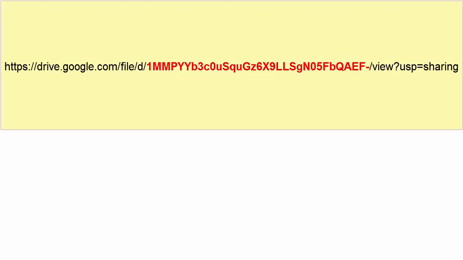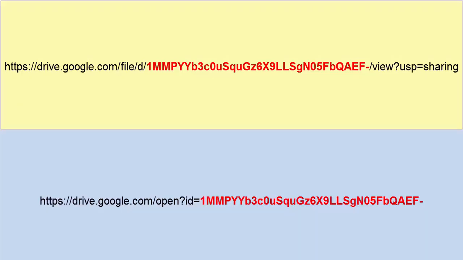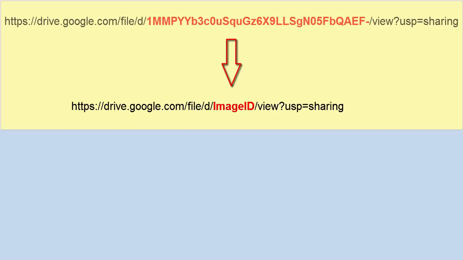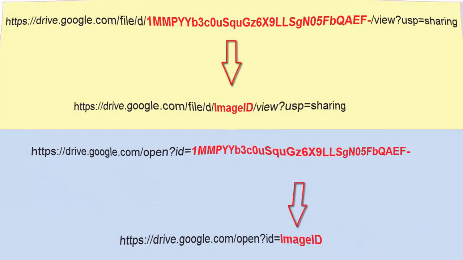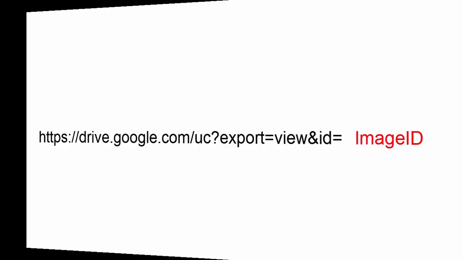The URL links generated by Google Drive come in two variants. The red string represents the ID of the image. It is a unique identifier. To create the new URL, write this address. Then add the image ID.